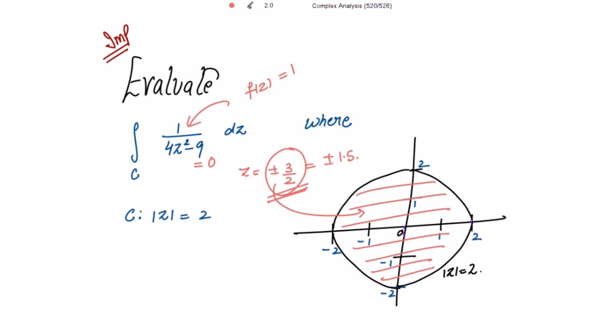z = ±3/2 points को छोड़कर हर जगह ये फंक्शन आपका सर्कल पर analytic होगा, right? Analytic means differentiable होगा everywhere except these 2 points. Let's move on to the solution.